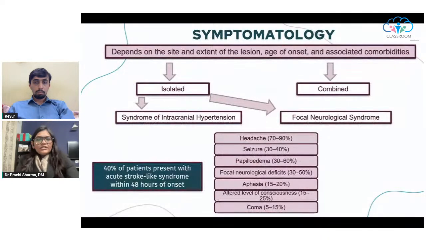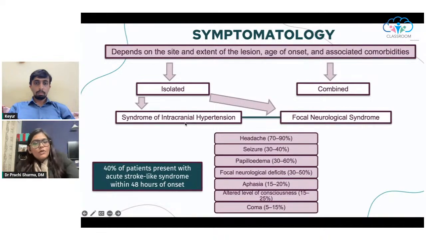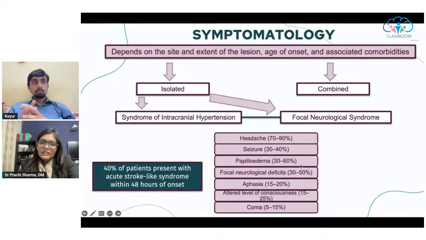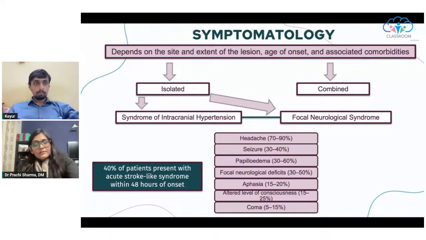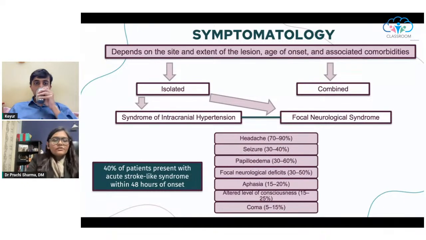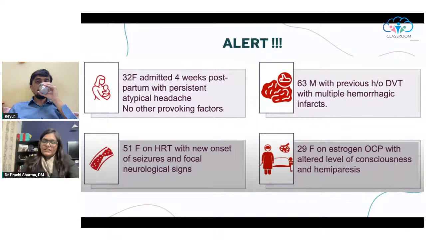Symptomatology will depend upon the site and extent of the lesion, as Dr. Keyur mentioned. Besides that, the patient may develop three types of syndromes. These may develop in an isolated form, or they may be in a combined form. So these are the syndrome of intracranial hypertension, which may present as either headache or papilloedema, or focal neurological syndromes, which may present with various focal neurological deficits or aphasia, or the patient may present with encephalopathy with altered level of consciousness and coma. Approximately 40% of the patients will present with acute stroke-like syndrome within 48 hours of onset.